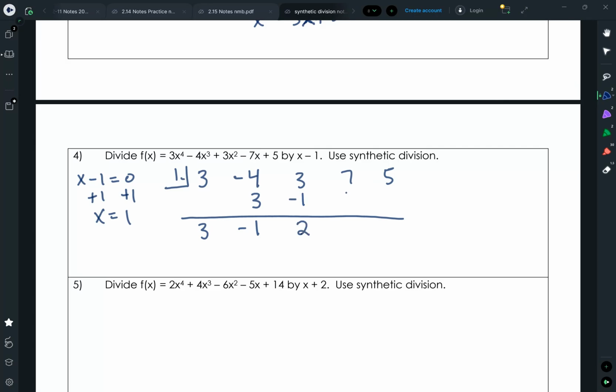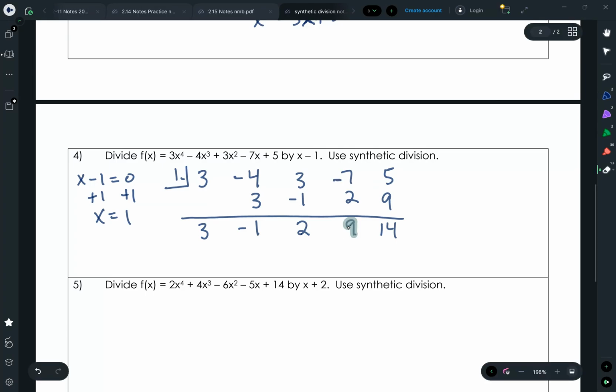2 times 1 is 2, add, I get 9. 1 times 9 is 9, add, I get 14. So I was pretty sure this was going to work. That means I have done something wrong. So let's go through and see if I can figure out my mistake. So always go back up to the top, check your coefficients, 3, negative 4, 3, negative 7. All right, so let's go ahead and erase here and here and here and see what we got.